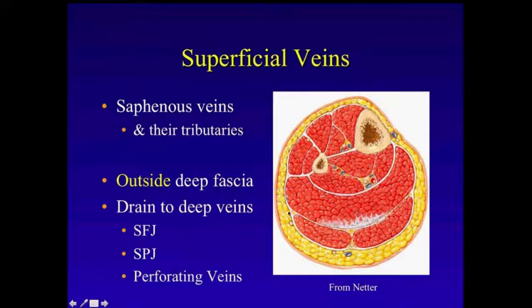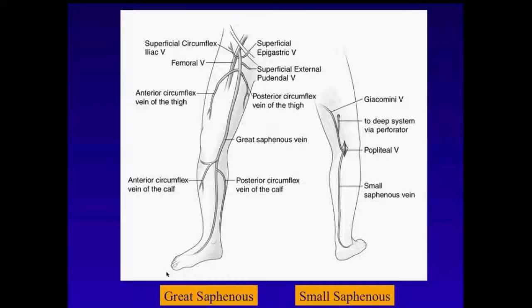And so this is the division between the deep compartment and the superficial compartment. Superficial veins are generally outside the muscular fascia, and the deep veins are deep to the muscular fascia. In general, the superficial veins drain to the deep veins at the saphenofemoral junction, the saphenopopliteal junction, and through innumerable perforating veins. Here's a schematic drawing of the superficial venous anatomy that's of pertinence to today's lecture.